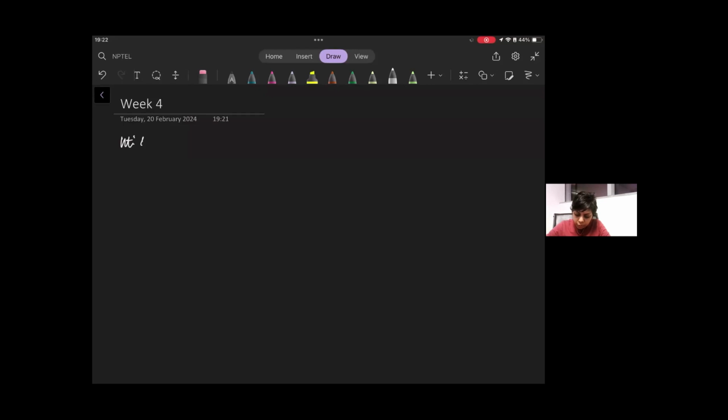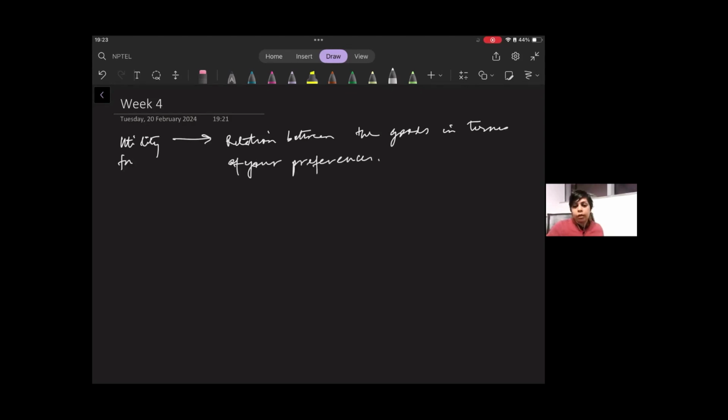So utility function basically gives you some sort of a relation between your preferences. So far, what we have assumed implicitly, not said explicitly in most of the questions, is that you prefer both the goods the same amount, right? You're indifferent in terms of your preferences.